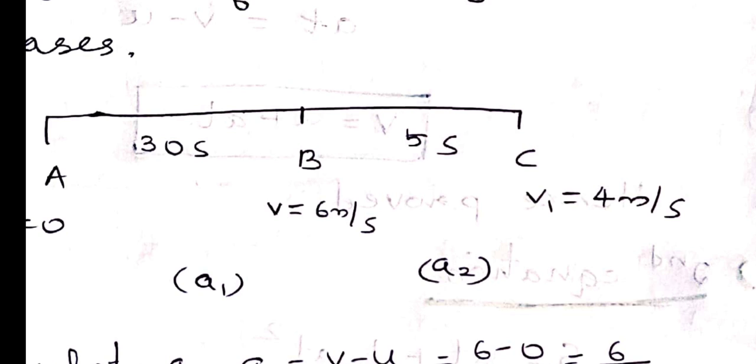In the second case, the initial velocity is 6 meter per second. Why? Yes, in the second case, its starting point is B. And the final velocity becomes 4. I hope it is clear. In the second case, in B to C, the initial velocity is 6 meter per second and the final velocity is 4 meter per second.